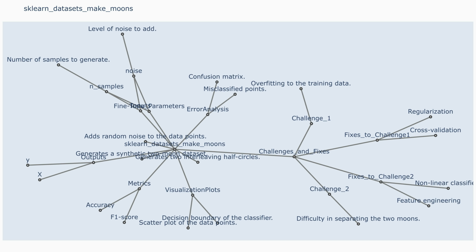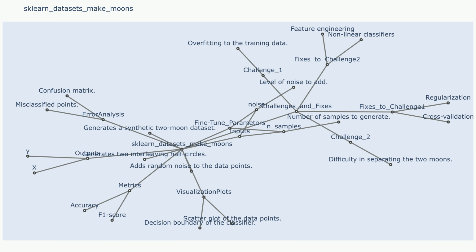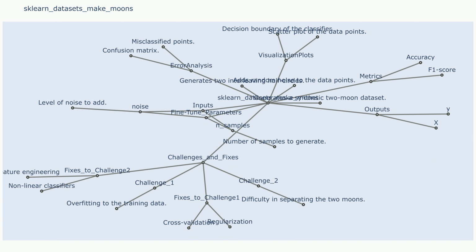sklearn.datasets.make_moons. Description. This function generates a synthetic 2-moon dataset, which is a classic example of a non-linearly separable dataset. It's used for testing and evaluating machine learning models, particularly those that can learn nonlinear decision boundaries. Inputs. n_samples, the number of data points to generate.